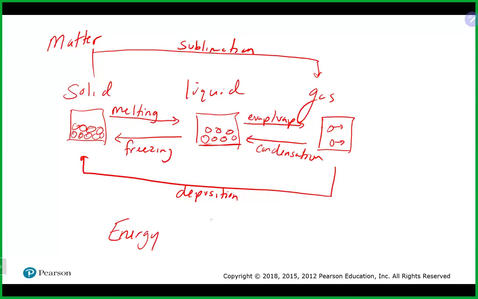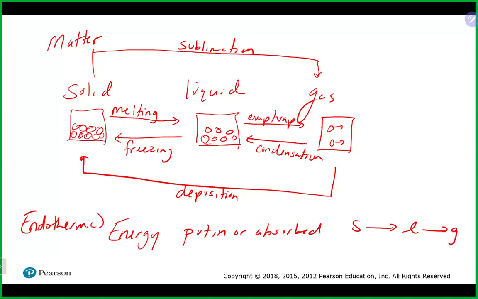In terms of energy, energy needs to be put in or absorbed when we are going from solid to liquid to gas. Take our ice cube example: it picks up energy and starts to melt. With liquid water, you put energy in, like putting a fire underneath it, and it will start to boil and become gas. Those are all processes where energy is absorbed, and those are known as endothermic processes. So endothermic basically means any process where heat or energy is being absorbed.